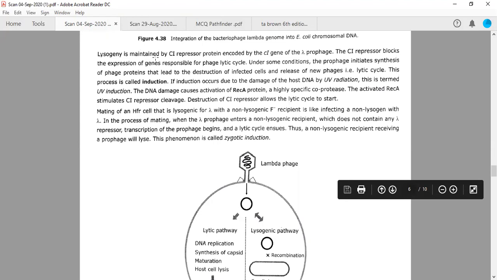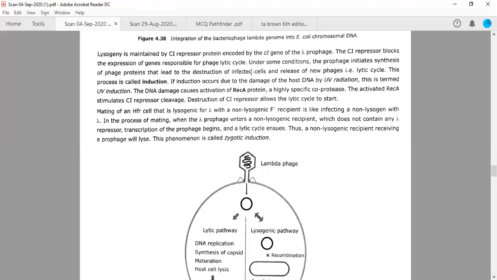So lysogeny is maintained by the product of C1, that is C1 repressor protein. C1 repressor blocks the expression of genes responsible for the phage lytic cycle. Under some condition, the prophage initiates synthesis of phage protein that lead to the lysis of infected cells and release of new particles. So in some cases, when this repression is over or there is some problem, it can undergo the lytic cycle. It can perform the lytic cycle when it needs to release its viral particles outside of that particular bacterial cell. Okay.